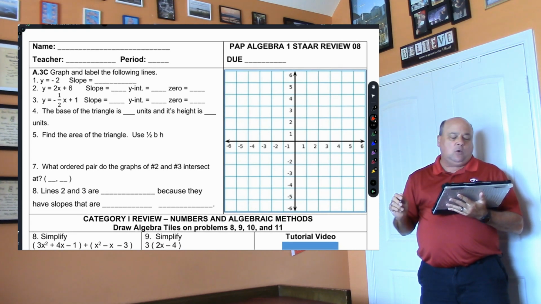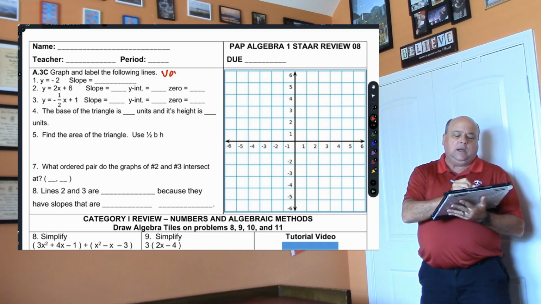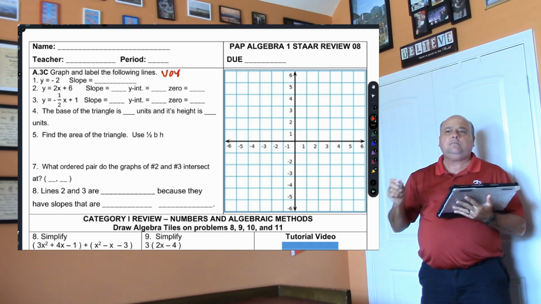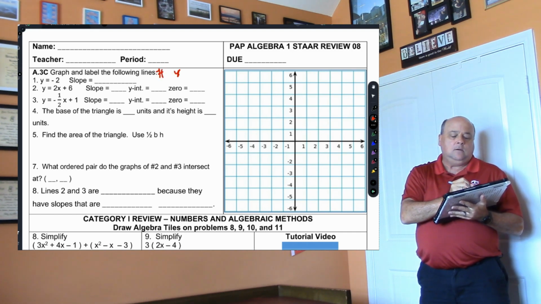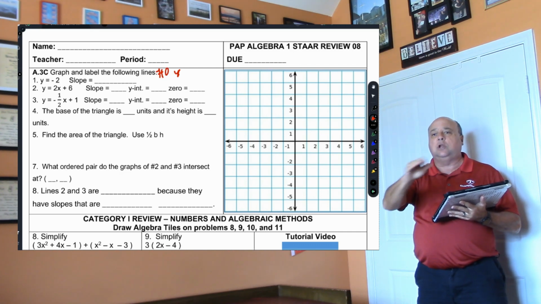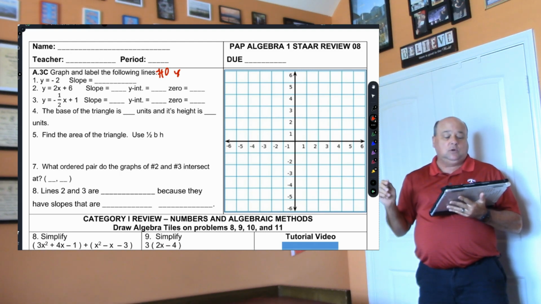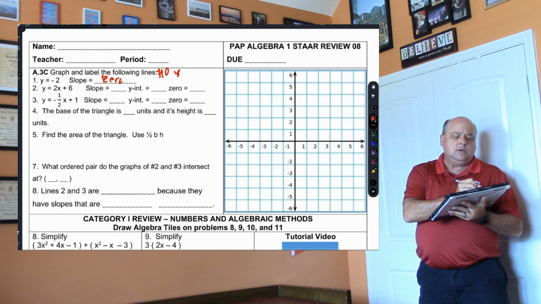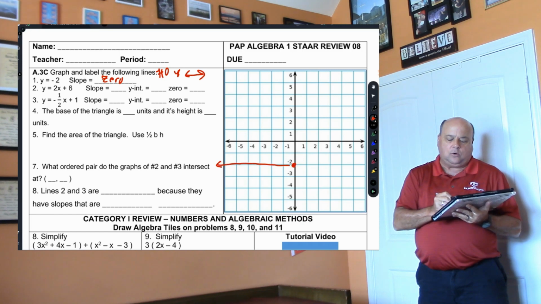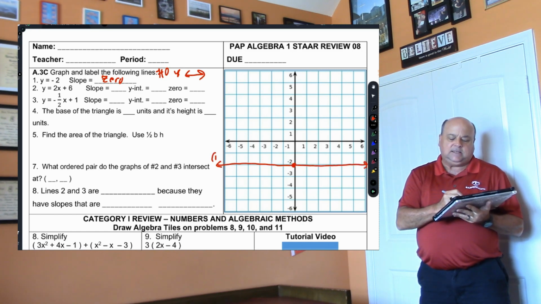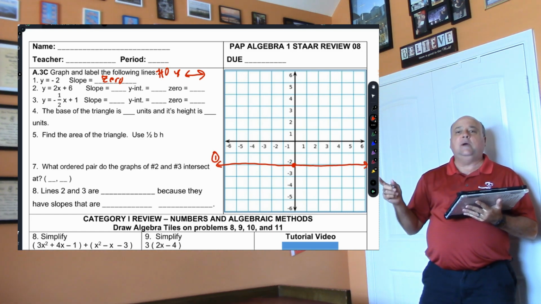On number 1, we have a y equal -2 line. If it's a y equal, we're going to use HOY, remember HUX and VOY, right? So we're going to have a horizontal line, a 0 slope, and a y equal line. It's going to go through y equal -2, right through here. That's line number 1.